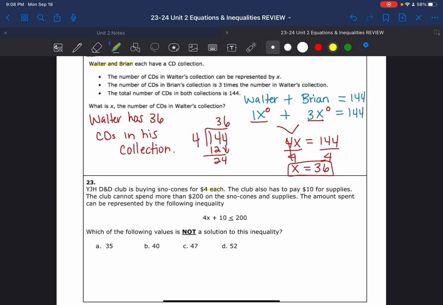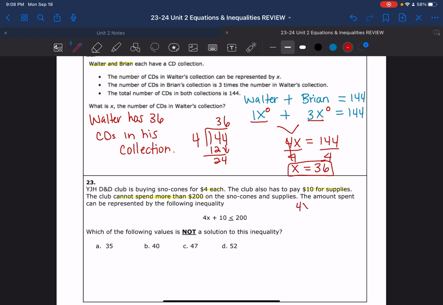Okay, so they are buying snow cones for $4 each, okay? The club also has to pay $10 for supplies, okay? The club cannot spend more than $200, okay? Cannot spend more, okay? All right, you don't have to solve this. It's already there for you. You don't have to write an equation for this, okay? The only thing you have to do is solve, okay? It just has this word problem there to confuse you, okay?